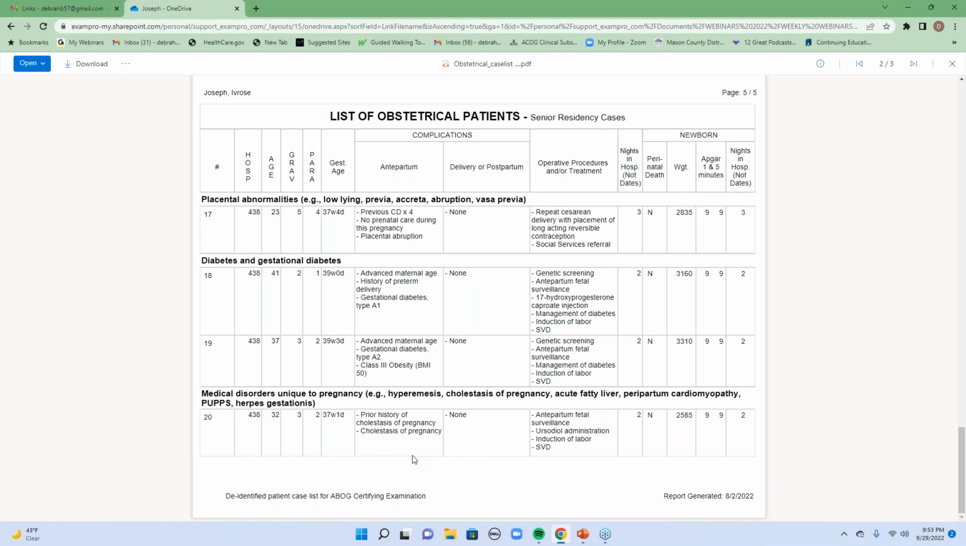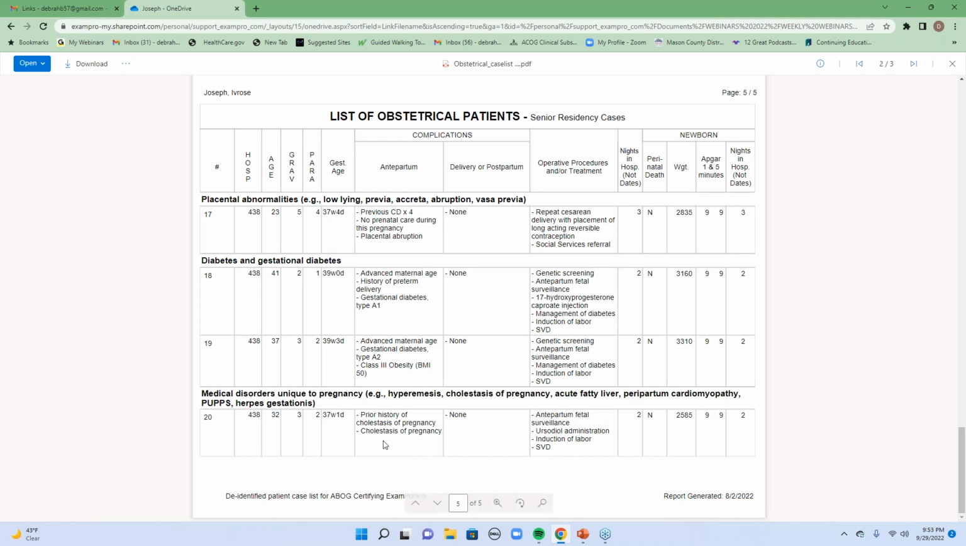It is not a contraindication to put somebody who had a history of cholestasis on an estrogen-containing OCP, but just be aware that if they start feeling that itching, think about that. Oh, you know what? Maybe we need to go to a progestin-only contraceptive.